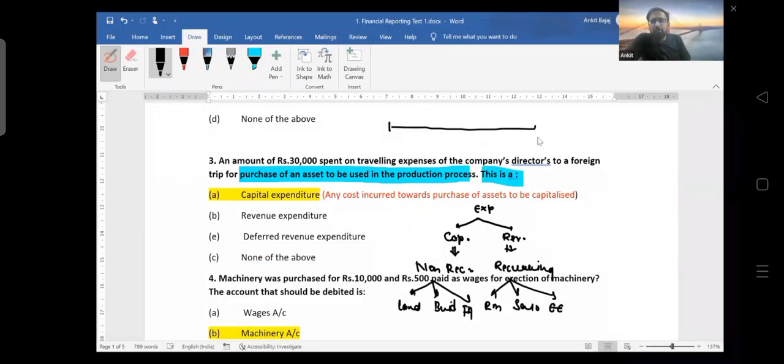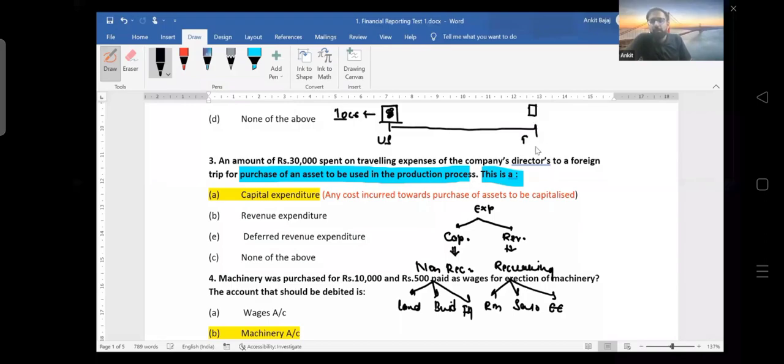You know what companies do? Whenever companies buy machinery from foreign countries, right? Let's suppose a company is buying this machinery at 10 crore rupees, and this vendor is located in the US, and our company is located in India, right?